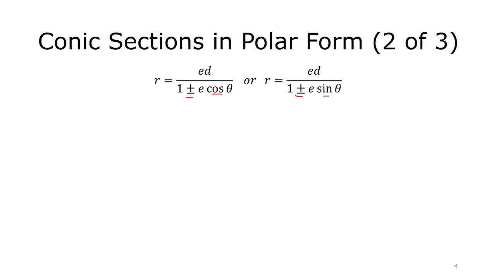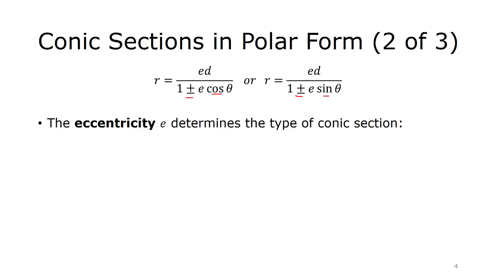And how do we tell which one? Well, we use this eccentricity value e to determine that. Specifically, if we get an e value between 0 and 1, we have an ellipse. If we get an e value equal to 1, we have a parabola, and if e is greater than 1, then there is a hyperbola instead.